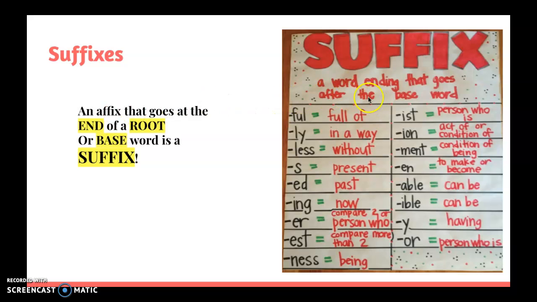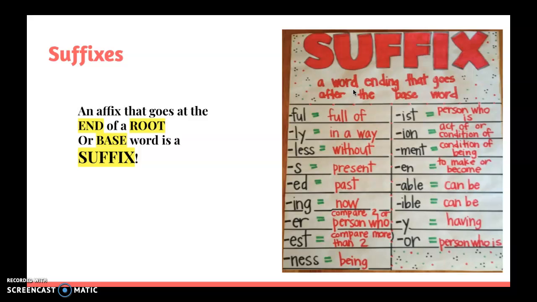So let's go ahead and dive into this anchor chart here, which will also be posted tomorrow when you come in for class. It is the suffix full, and essentially that translates into full of. So with it being November and Thanksgiving just around the corner, if I'm thankful for something, that means I'm full of thanks for my family or anything like that.